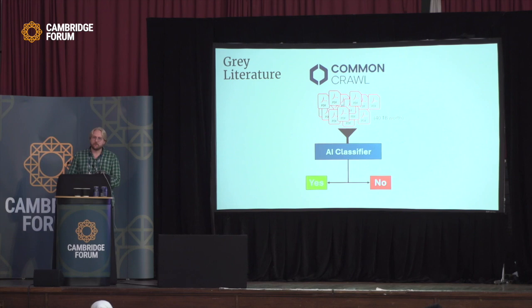And we've also looked at grey literature. Grey literature is stuff that isn't academically published. These are government reports, reports from NGOs, from businesses. And we want to get information from those too, because there's useful information in there.